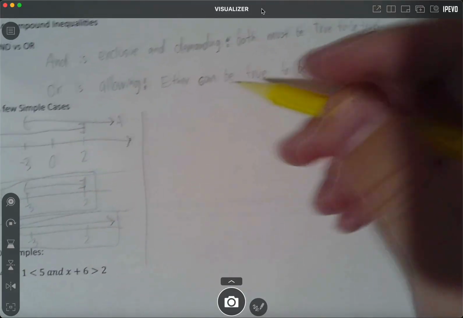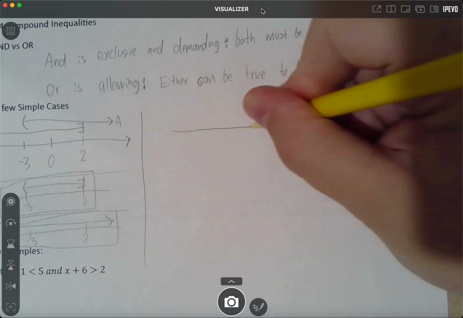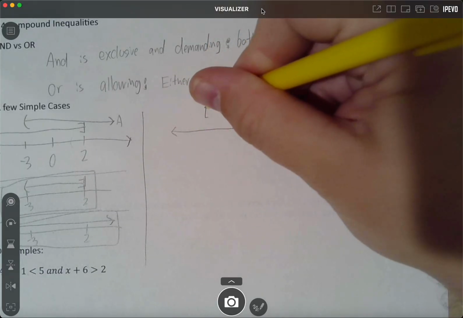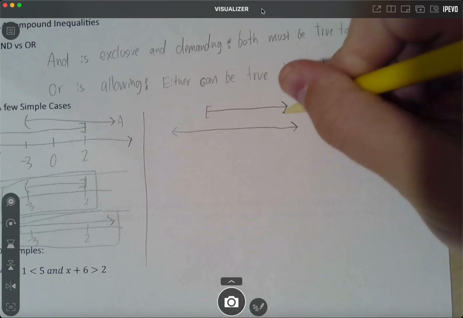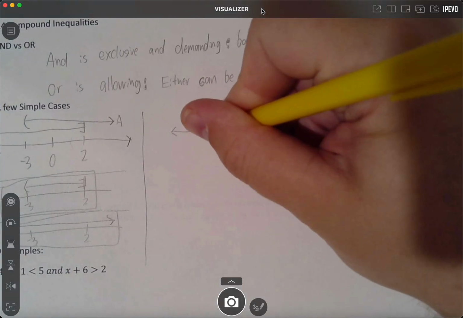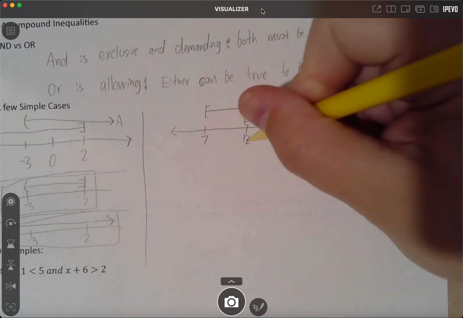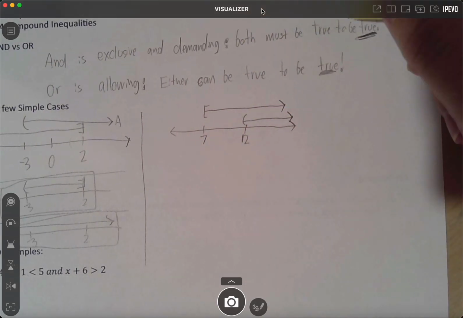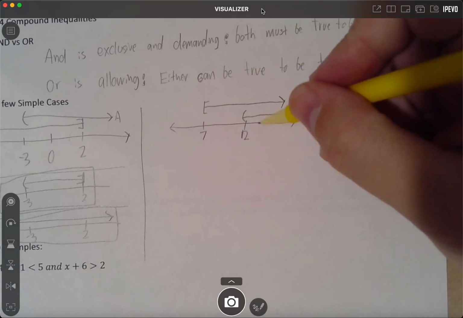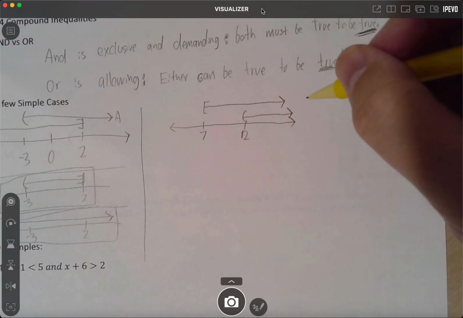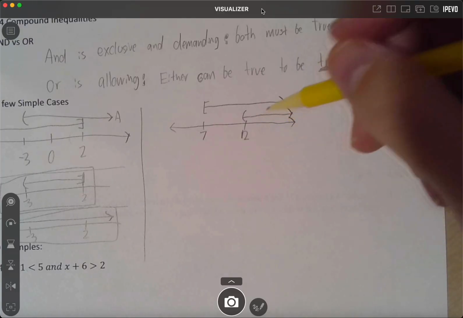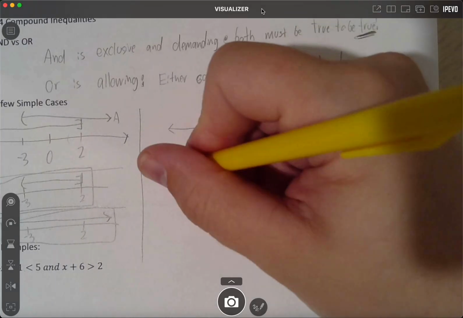Let's look at another example here. So let's say we had something like this. Let's say that was 7 and 12. So whatever we were solving at some point, one of my solutions was greater than or equal to 7, and then greater than 12. Now in this case, this is going to be interesting again.